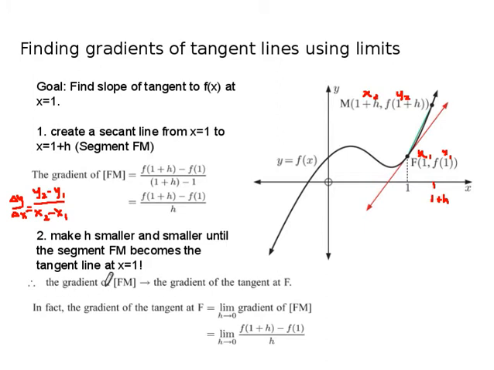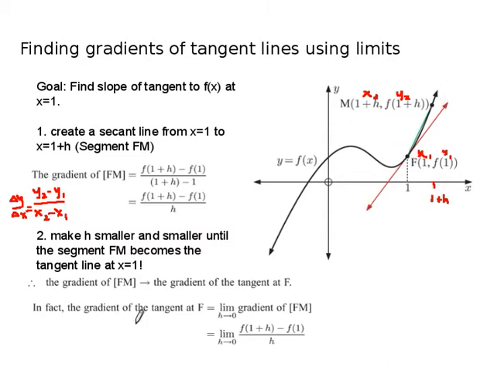So the gradient of the segment fm becomes the gradient of the tangent at f. Hopefully this makes sense. You may need to re-watch this, or just write down some questions and ask me in class. The gradient of fm, as my h gets smaller and smaller, this point moves down the curve, gets closer to the point that I'm interested in, and it forms a tangent line.